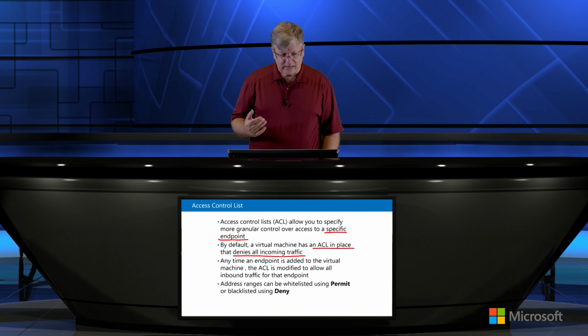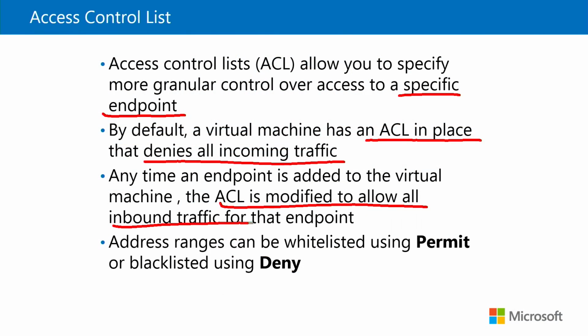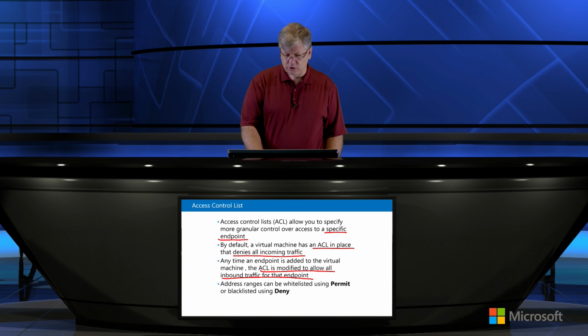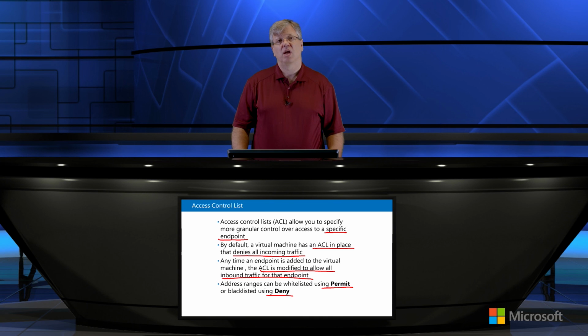Now, when you add an endpoint to a machine, the ACL is going to be modified by default to allow all inbound traffic for that endpoint. So if I create a virtual machine and I add an HTTP endpoint to that virtual machine, by default it's going to get an ACL that's going to allow all traffic in there. Then what you do is you change access by either whitelisting with a permit to certain address ranges, or you can blacklist and deny access to address ranges as well. And so that's going to be an address-based, essentially a firewall solution at the endpoint level.